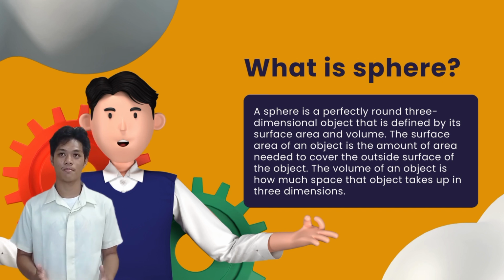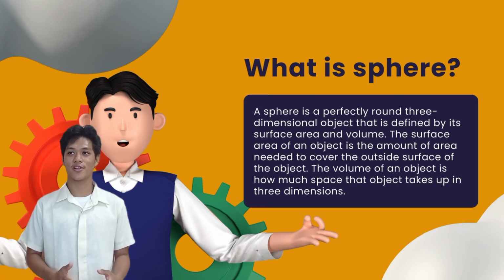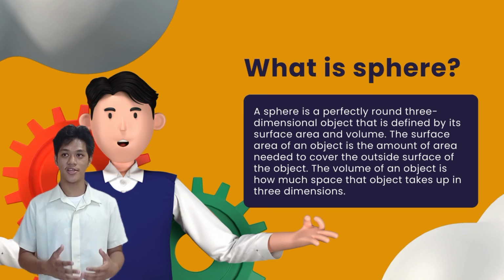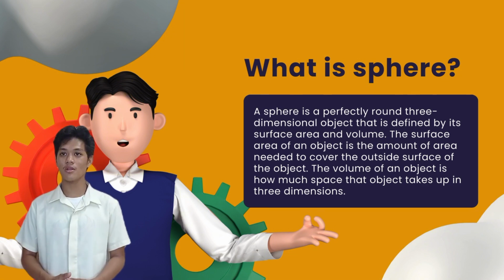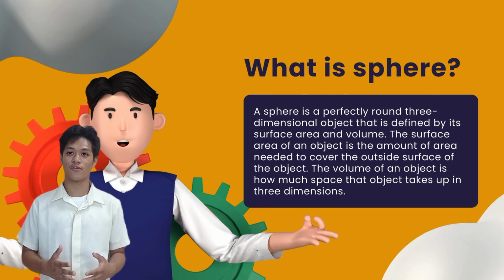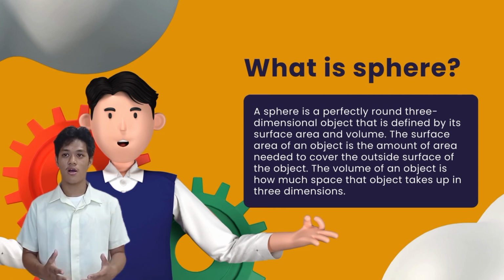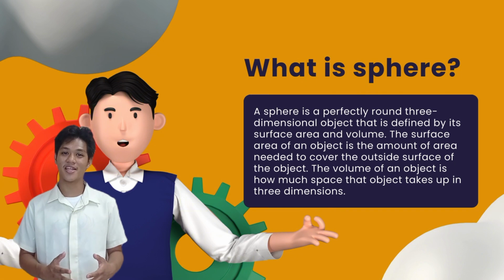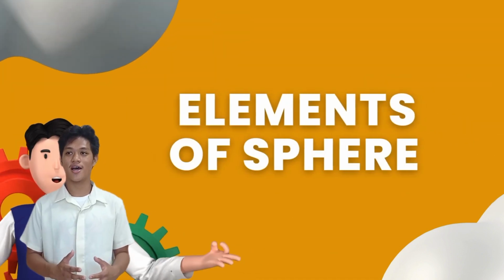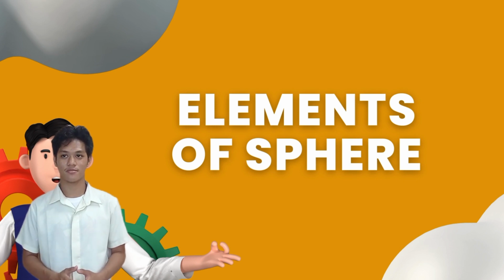What is a sphere? A sphere is a perfectly round three-dimensional object that is defined by its surface area and the volume. The surface area of an object is the amount of area needed to cover the outside surface of the object, while the volume of an object is how much space that object takes up in three dimensions. Now let's move on to the elements of a sphere.